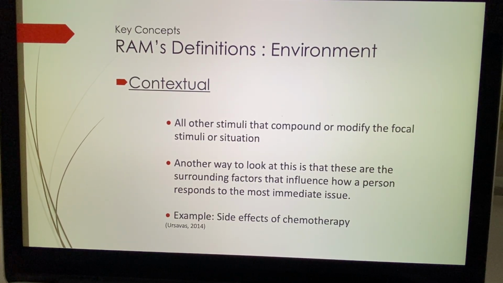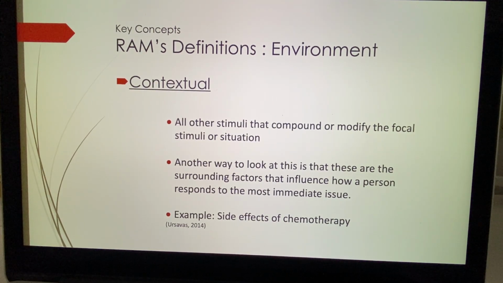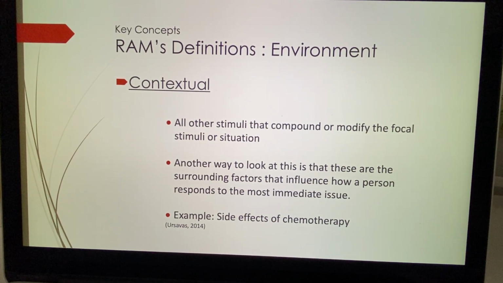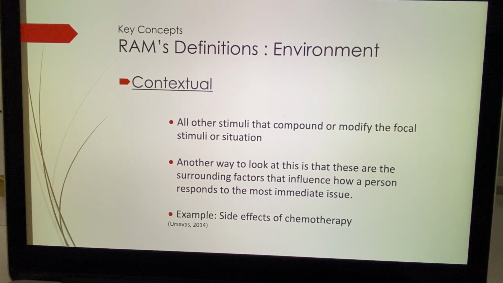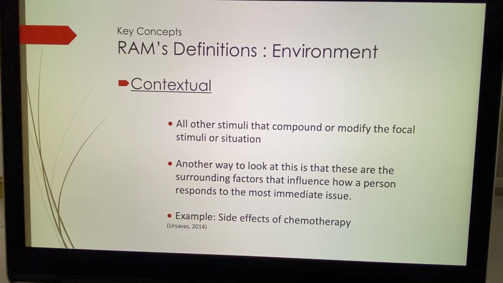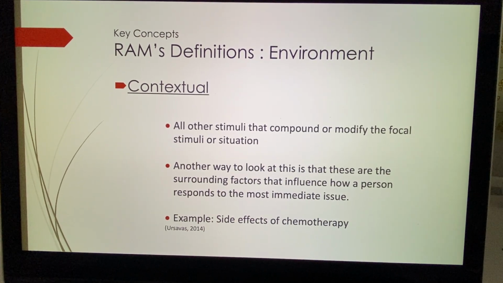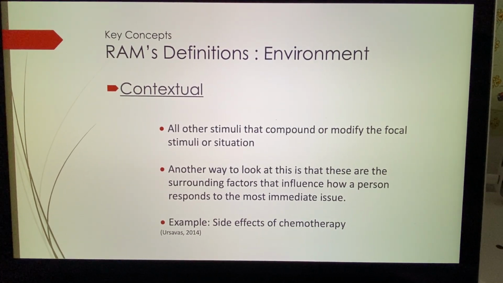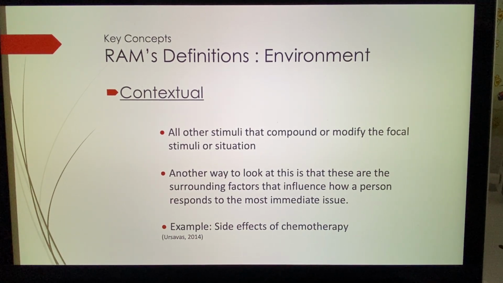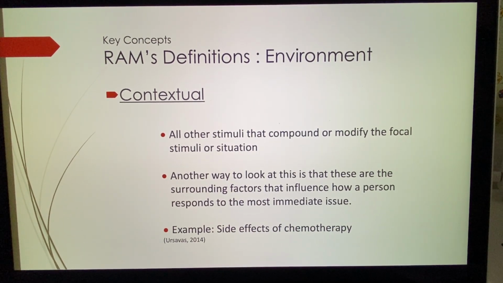Contextual stimuli are all other stimuli that compound or modify the focal stimuli or situation. Another way to look at this is that these are the surrounding factors that influence how a person responds to the most immediate issue. Using the patient with breast cancer as the example, the side effects of chemotherapy can be considered the contextual stimuli.